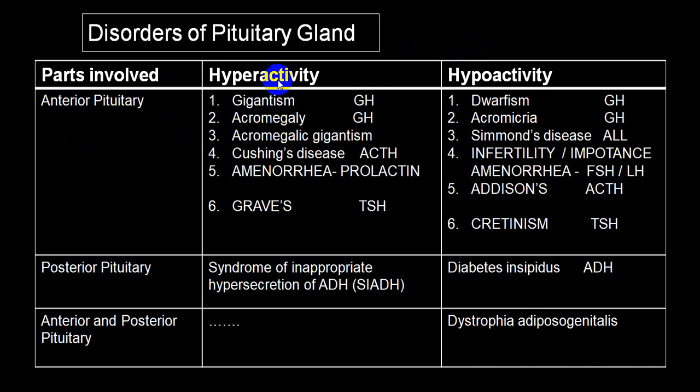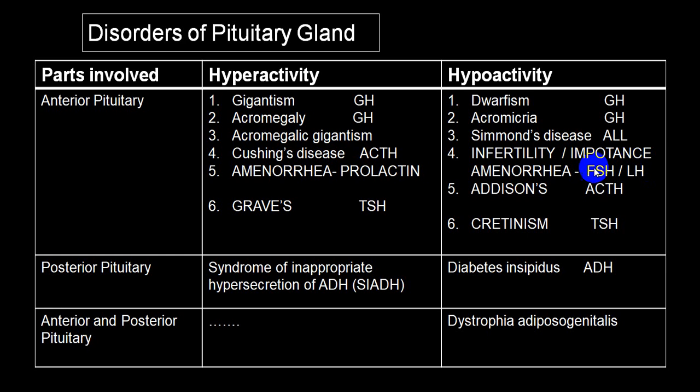In the anterior pituitary you get hypersecretions like gigantism and acromegaly, which are growth hormone disorders, or a mixture of the two, acromegalic gigantism. If there is hypersecretion of ACTH, Cushing disease. Prolactin hypersecretion we call amenorrhea, and TSH hypersecretion we call Graves disease. This will be Graves disease because of autoimmunity. And hyposecretion, because of decreased production of growth hormone, we call dwarfism or acromicria. Panhypopituitarism we call Simmonds disease.